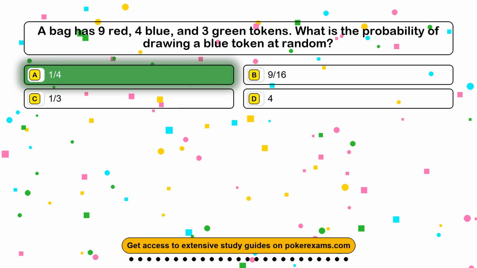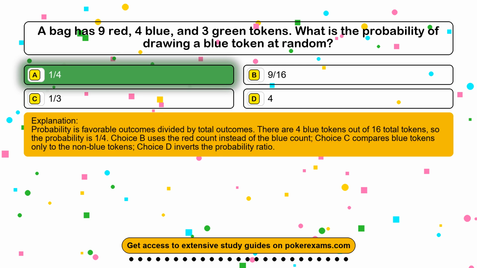The correct answer is option A, 1/4. Probability is favorable outcomes divided by total outcomes. There are 4 blue tokens out of 16 total tokens, so the probability is 1/4.